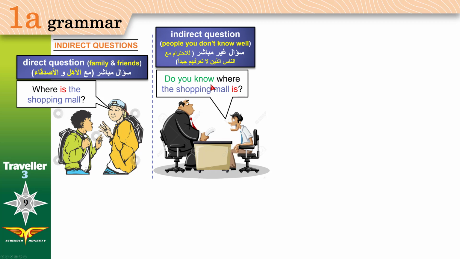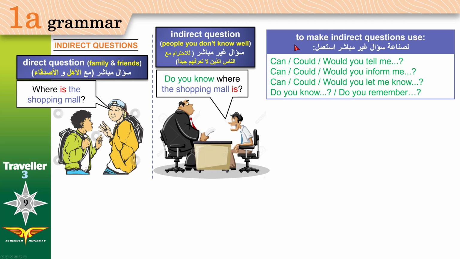This question is indirect. How do we make indirect questions? Easy. First, you need a phrase like this. Do you know? Do you remember? Can you let me know? Could you let me know? Would you let me know? Can you inform me? Any of these could be fine. You can use any combination, no difference.